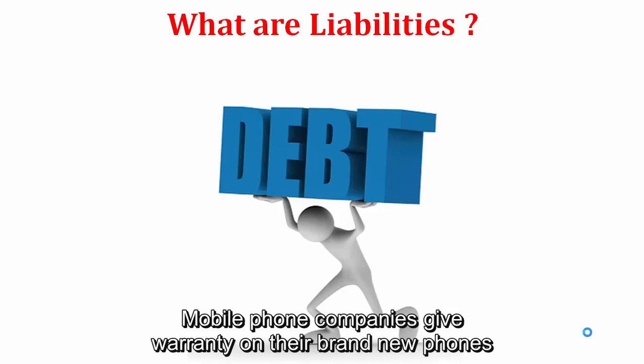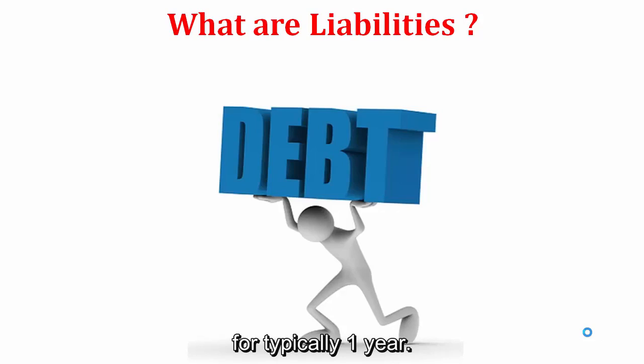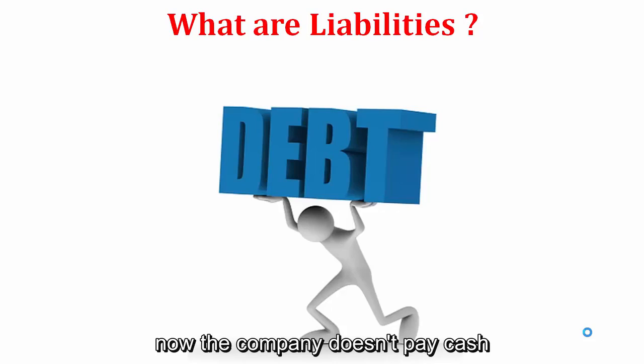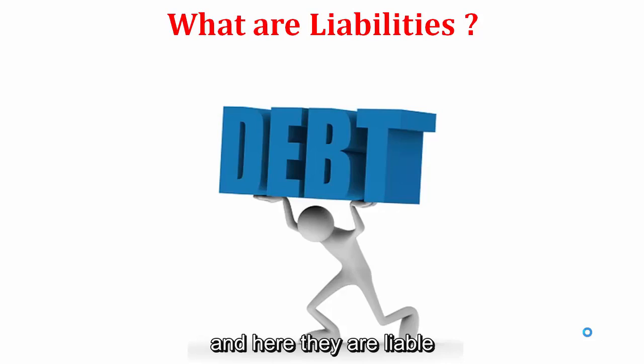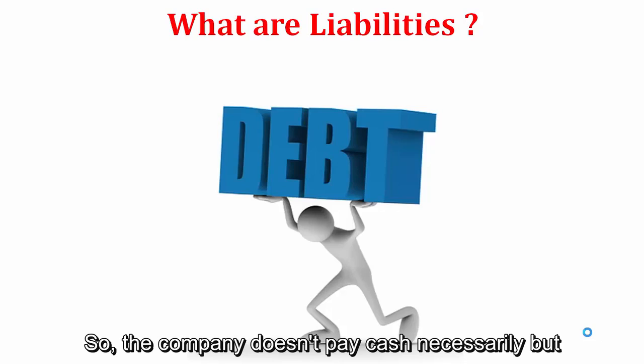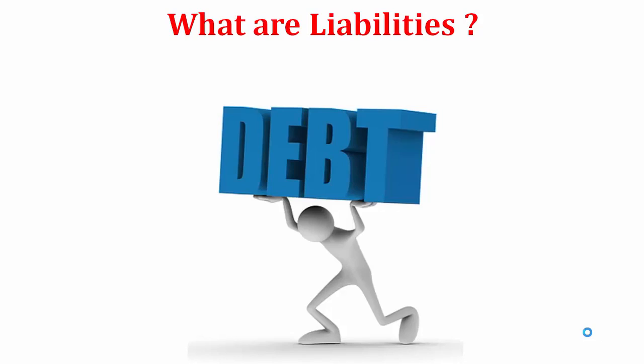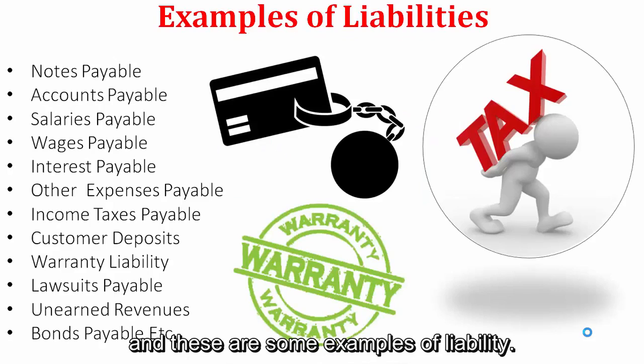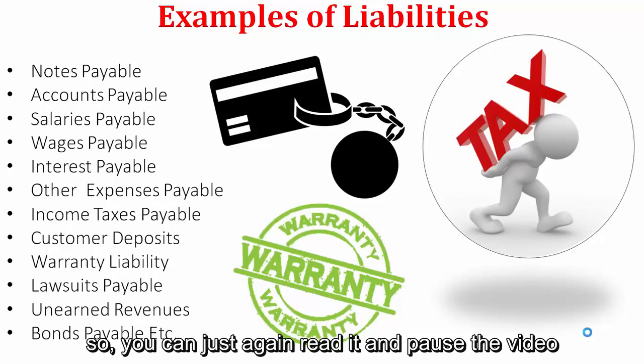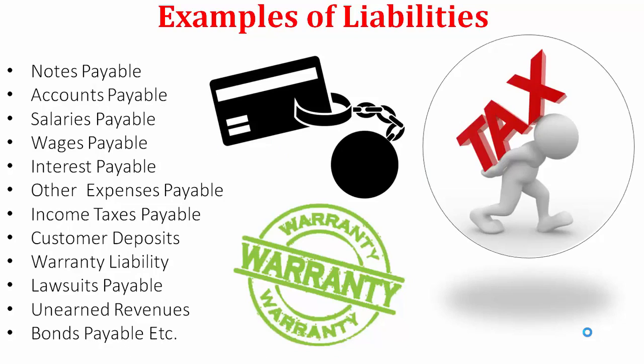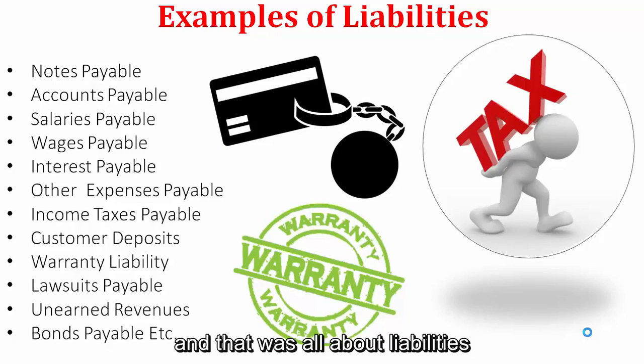For example, mobile phone companies give warranty on their brand new phones for typically 1 year. Now the company doesn't pay cash, but they are still liable to customers if the phone has some issue. And here they are liable to fix the issue the phone has. So the company doesn't pay cash necessarily, but they are liable for repairing the phone. And these are some examples of liability. So you can just again read it and pause the video. And that was all about liabilities.